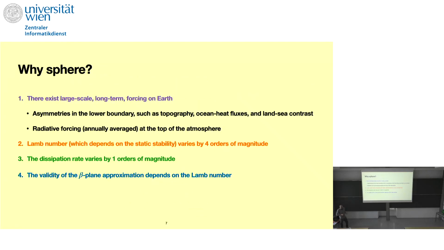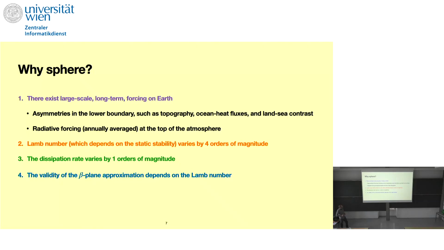So why do we want to extend the model to the surface of the sphere? Well, there exists large-scale long-term forcing on Earth, mostly in the upper and lower boundaries. So in the lower boundary, we have things like topography, ocean heat fluxes, and land-sea contrast, all of which have global scales. And also in the top of the atmosphere, we have radiative forcing. So for example, the net incoming solar radiation varies roughly as a cosine of the latitude, which has a global scale.